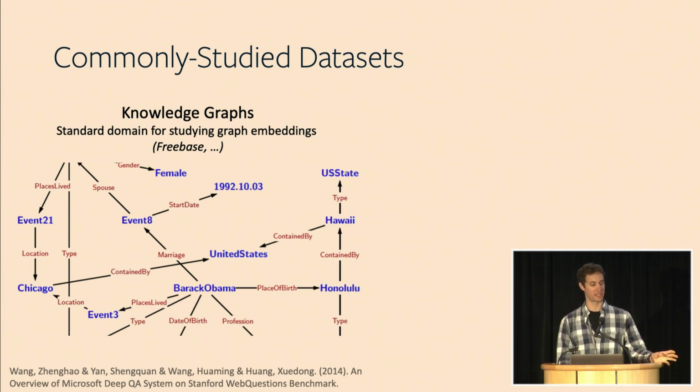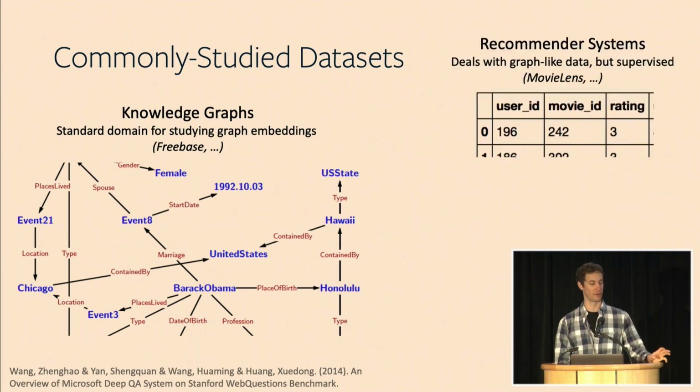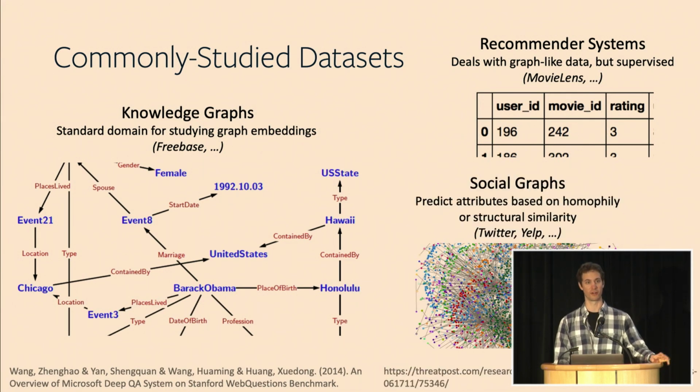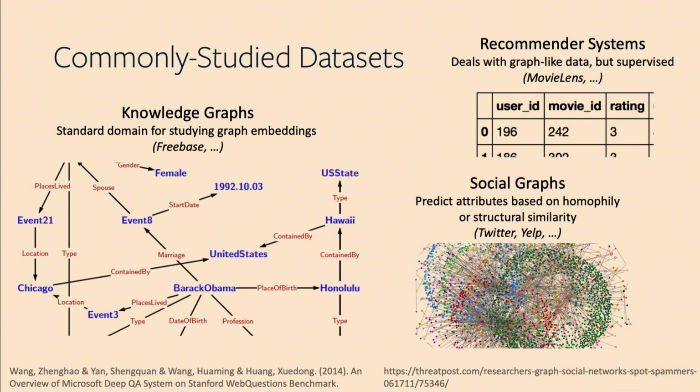But people are also interested in a similar problem for recommender systems, which is a more supervised task where you have connections between, like, ratings of movies, and also for social graphs where you're interested in propagating the attributes of people in some social graph based on homophily, based on the fact that people who are connected in a social graph have similar attributes.